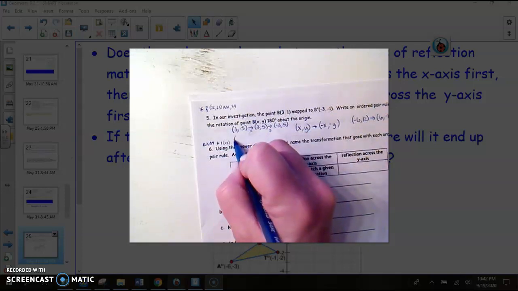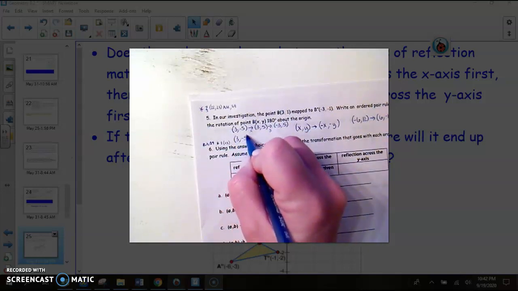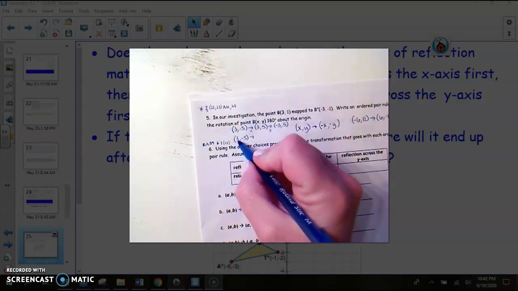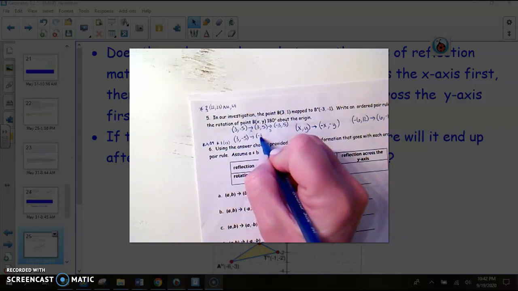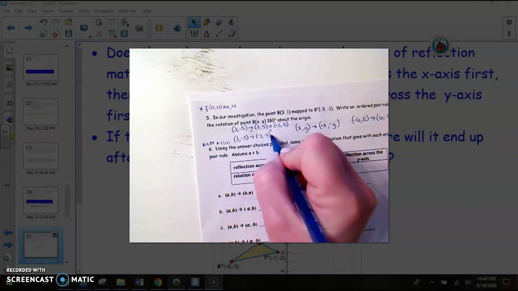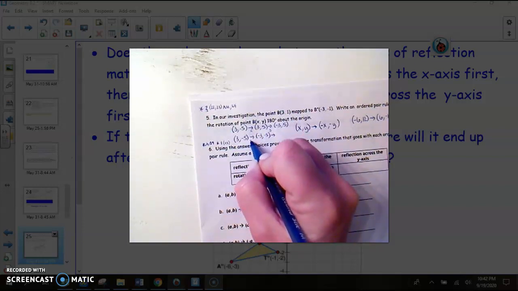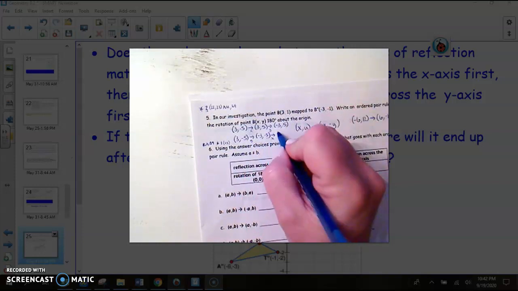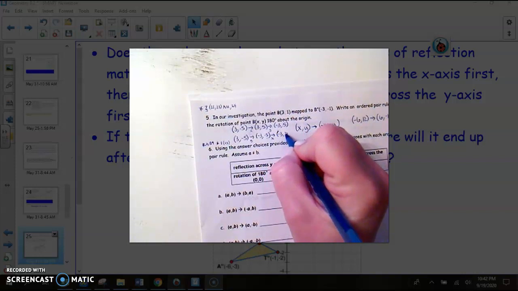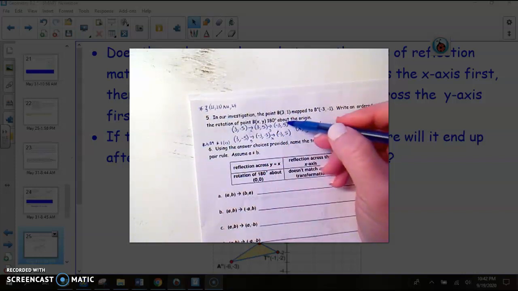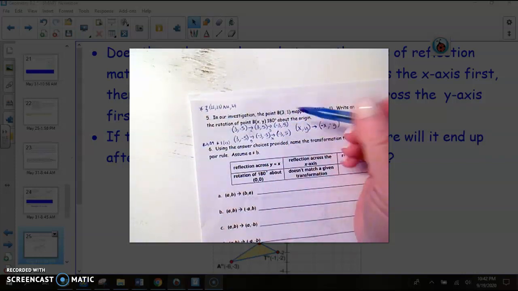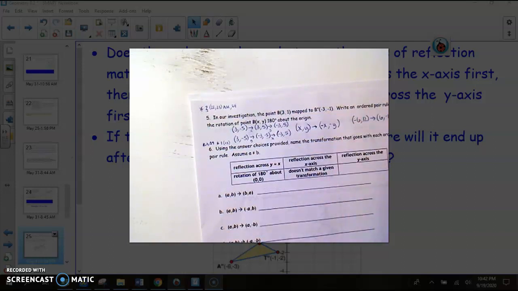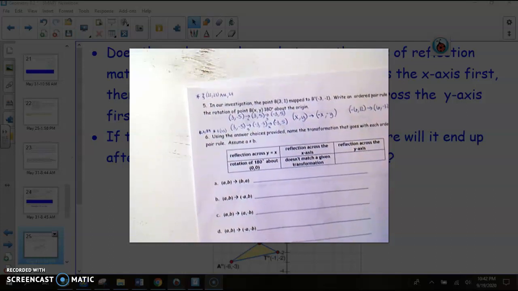So let's change it the other way. Let's start with 3, -5, and let's reflect across the y first. Well, we know it's going to change the sign on x, so that becomes -3, -5. Now, let's reflect across the x-axis, which means the y is going to change signs. So that's going to become -3, 5. You can see we got the same result. So no, the order that you reflect over the axes does not matter. Both of the coordinates are going to change signs.